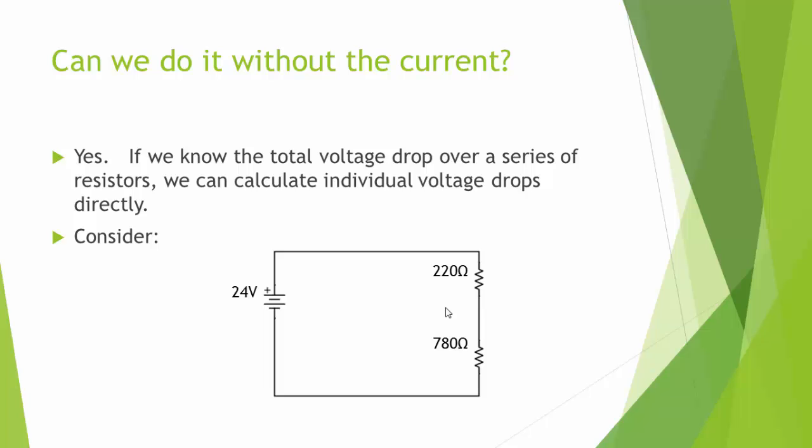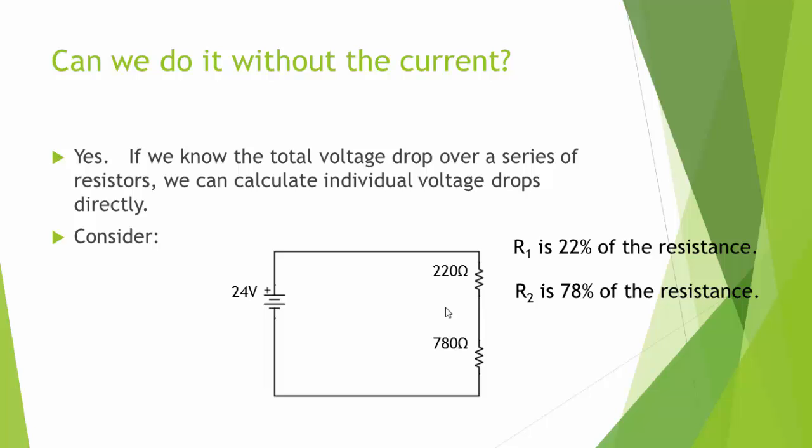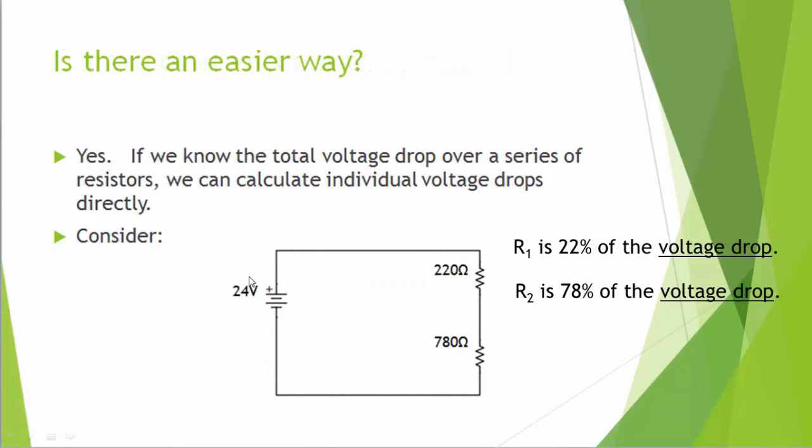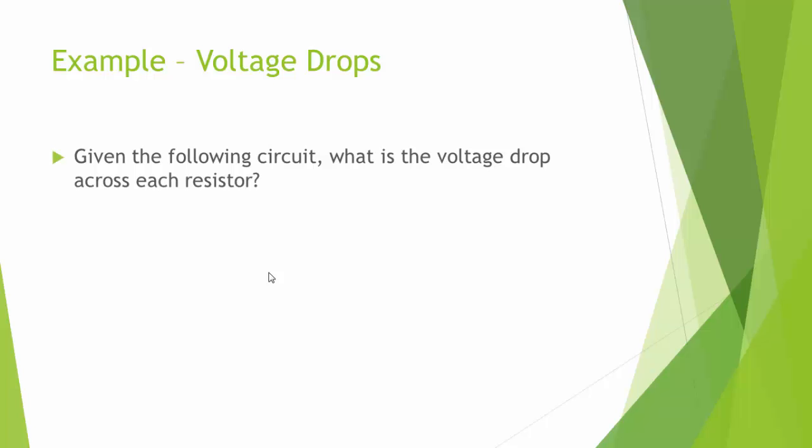Why? Because the voltage drop is proportional to the resistance. So all we have to do is realize that the overall resistance is 1,000 ohms. R1 is 22% of that. R2 is 78% of that. And then we can say of the overall 24 volts of drop across the two resistors, 22% is from resistor 1 and 78% is resistor 2. And we can just simply do the calculation. 0.22 times 24 volts is about 5.28 volts. And then we could either subtract from 24, getting 18.2, or multiply 0.78 times 24. So we can do those calculations either way.